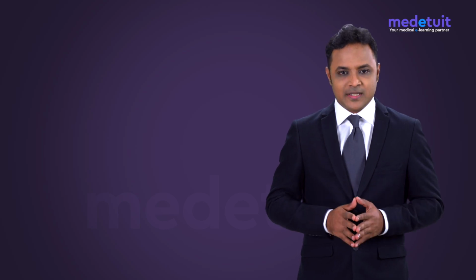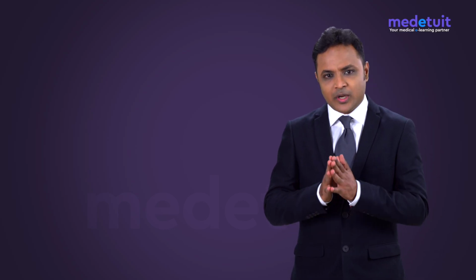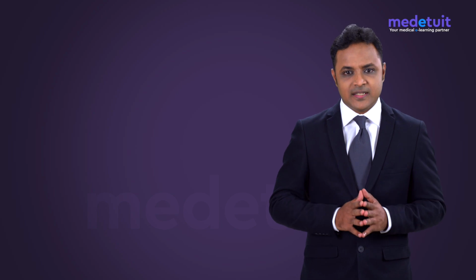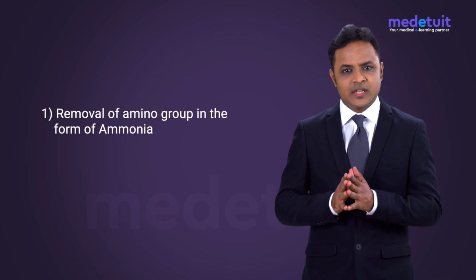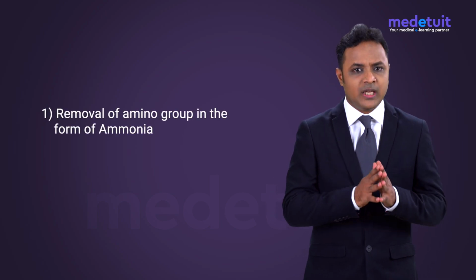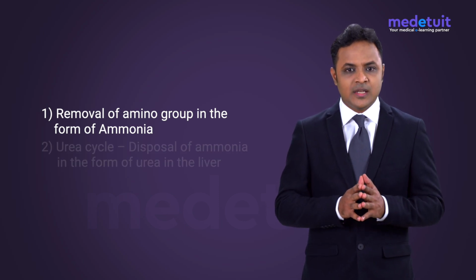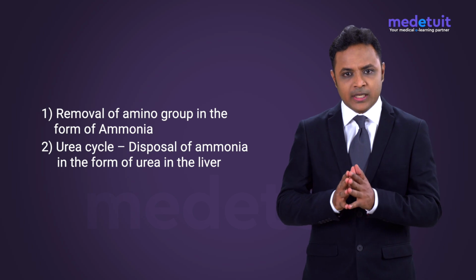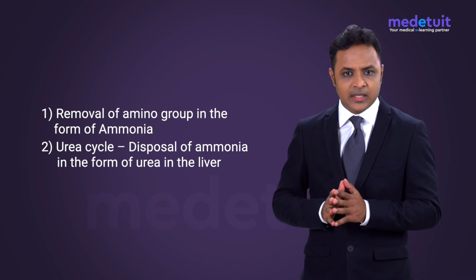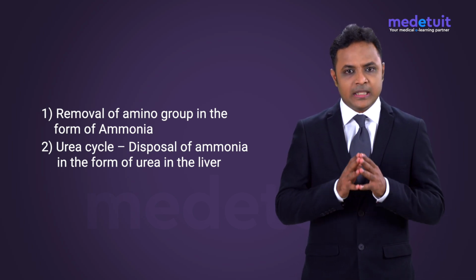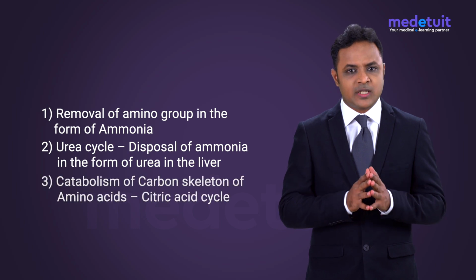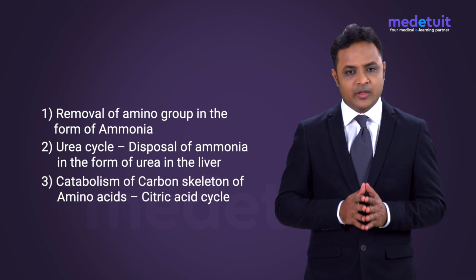Catabolism of amino acids. The catabolism of amino acids involves 3 stages. The first stage involves removal of the amino group from the amino acid. The second stage involves disposal of ammonia in the form of urea through the urea cycle. And the third stage involves the catabolism of the carbon skeleton of amino acids.